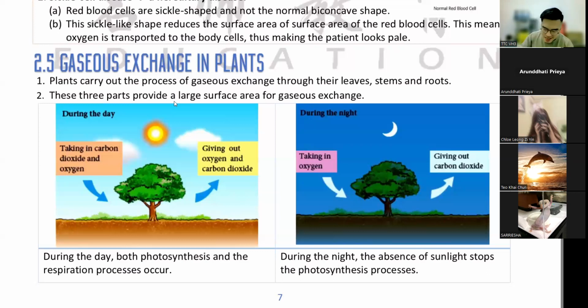Anyway, so let's talk about plants. You see, animals, we only do respiration, right? But what about plants? Plants, they do two things. They will do respiration and they will do one more thing. And what is that? They have one more job more than us. Yes, they do. Photosynthesis, right? So they do two things, so we only do one.